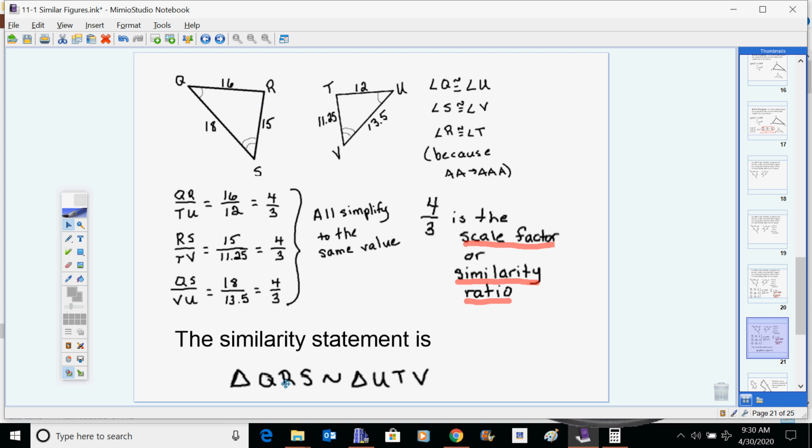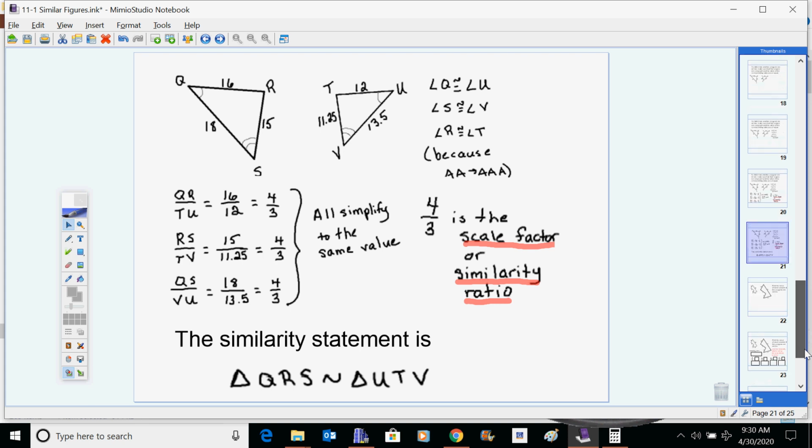Okay, QRS, I chose that, but you need to make sure that the corresponding parts line up, just like we did for congruence. So Q goes with U. The easiest thing is to look at the congruent places. R goes with T. R is in the same spot as T, and S is in the same spot in the triangle as V. Look at your congruent markings, and that will help you with that.